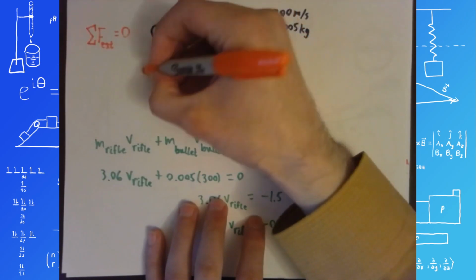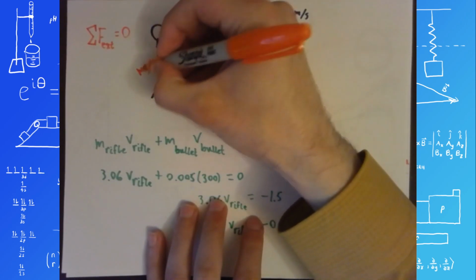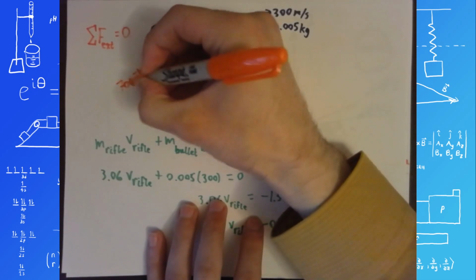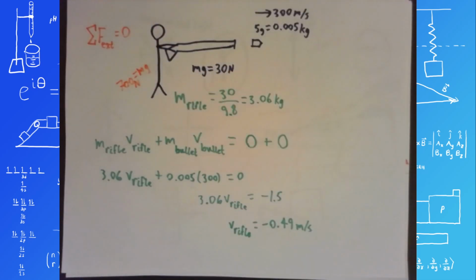If this person has an MG of 700 newtons, then how does the problem change? What is the recoil speed of the man and rifle? So they said he holds the rifle firmly against his shoulder, which basically means that you can treat the man and rifle as a single combined object. So not much changes as far as our equations are concerned.